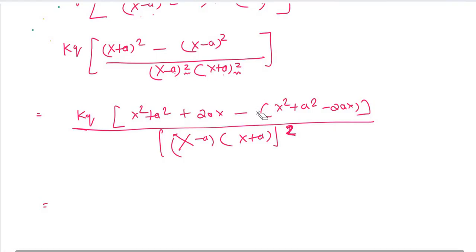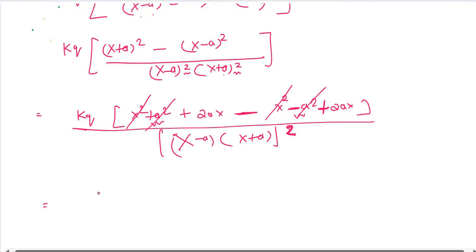What I am thinking is, if I remove this bracket, what do you think will happen? This sign and this sign will change. Yes. See it carefully. This will become minus and this will become minus and this will become plus. Yes or no? So this and this are cancelling, x square minus x square, and this and this are cancelling.